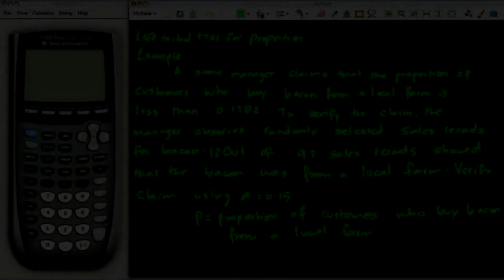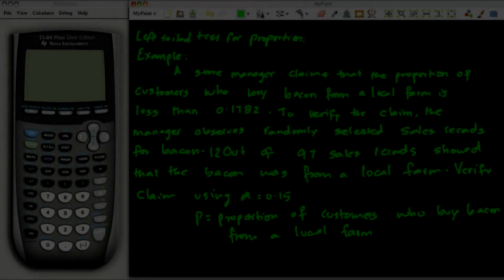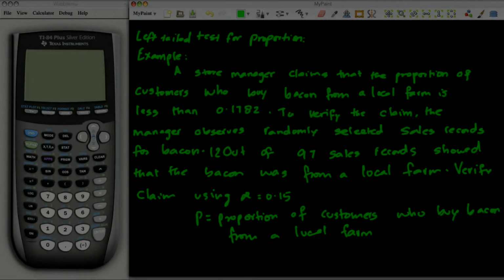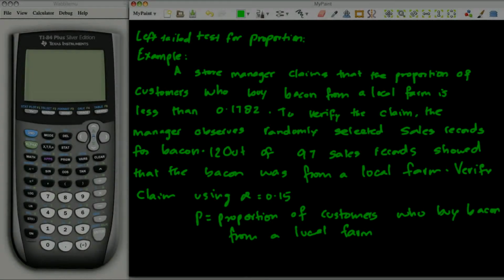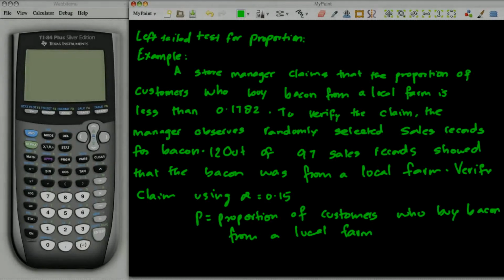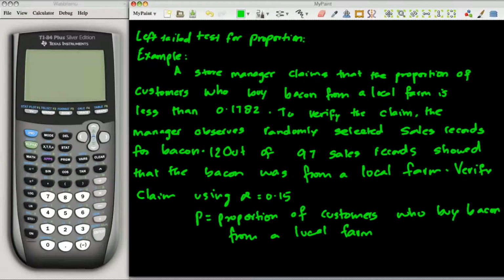An example for a left-tail test for proportion. In this example, a store manager claims that the proportion of customers who buy bacon from a local farm is less than 0.1782. To verify the claim, the manager observes randomly selected sales records for bacon, and he finds that 12 out of 97 sales records show that the bacon was from a local farm. We'll have to verify the claim using alpha equals 0.15.